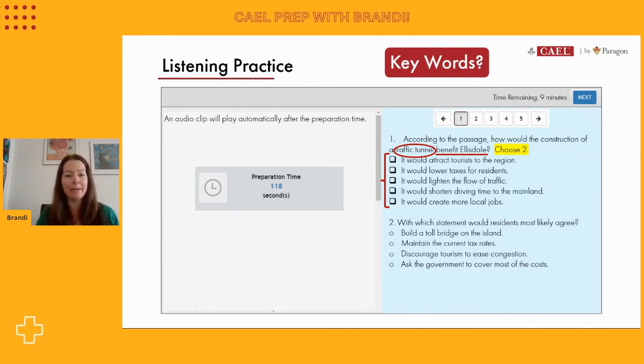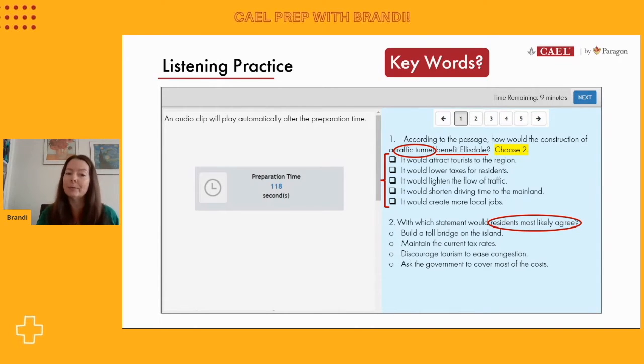So again, during this prep time, you would quickly skim read over those answer choices, again, just to tuck them into your memory so you know what types of ideas to listen for shortly when the speaker begins. So the benefits here would include possibly attracting tourists, lowering taxes, lightening the flow of traffic, shortening driving time, or creating more local jobs. So again, two of those answers will be mentioned by the speaker very shortly.